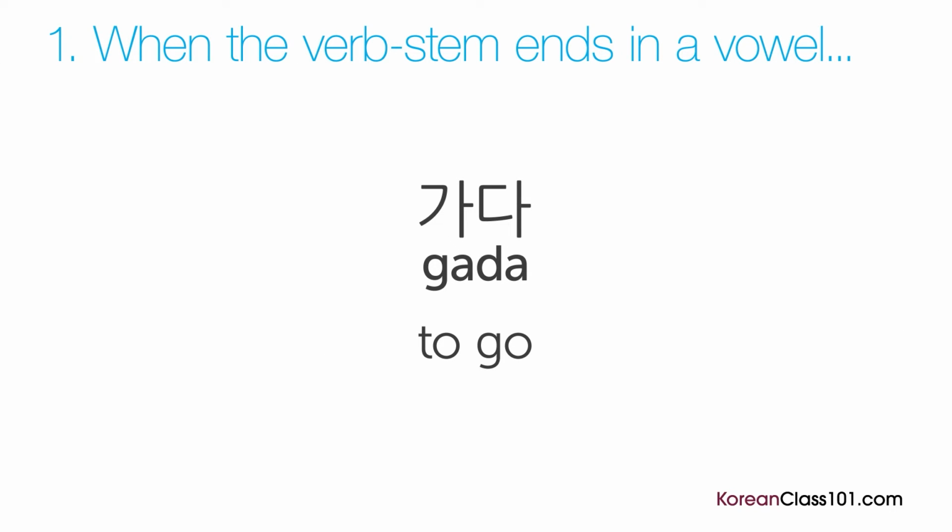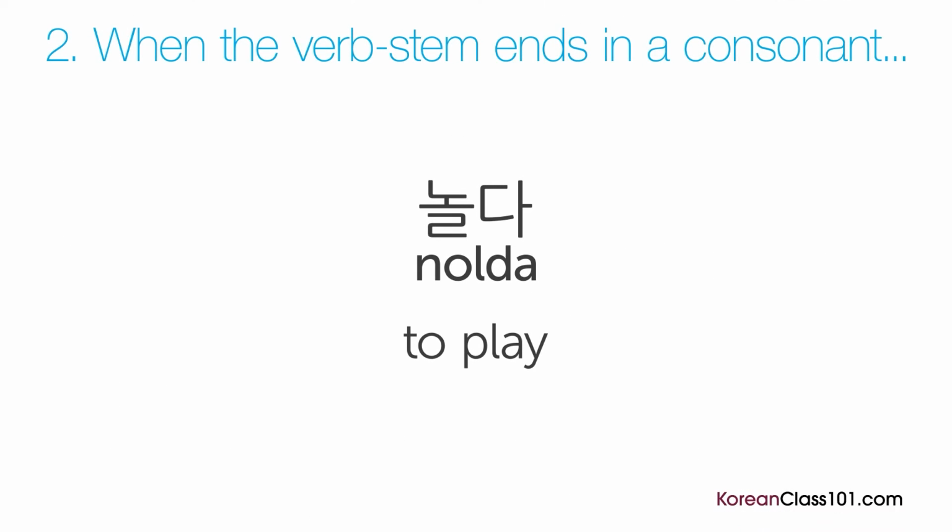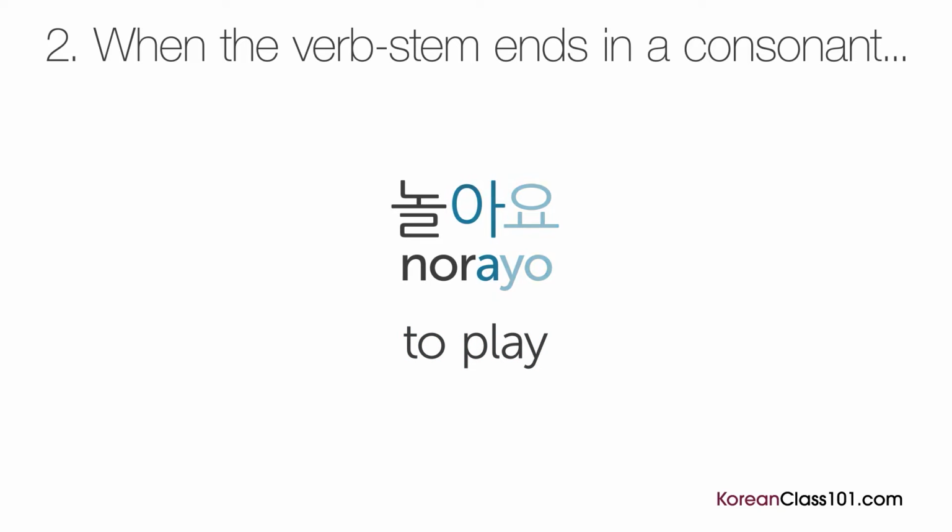When the verb stem ends in a vowel like the 가 in 가다, meaning to go, you can simply replace 다 with 요. We don't need any additional particles. However, when the verb stem ends in a consonant like 놀 in 놀다, meaning to play, we need the extra vowel 아 before 요 to say 놀아요.